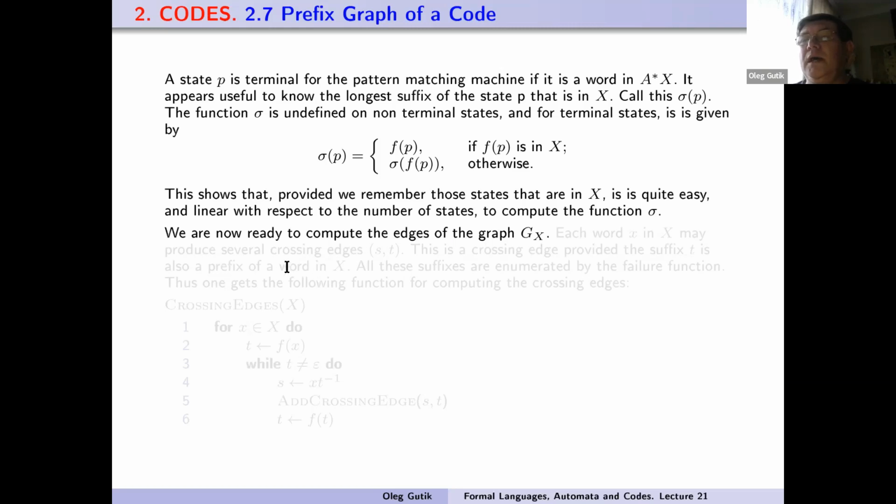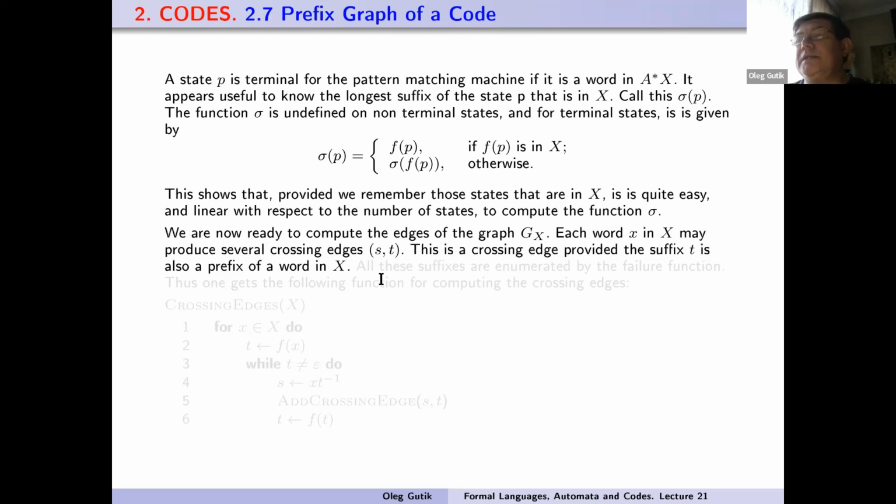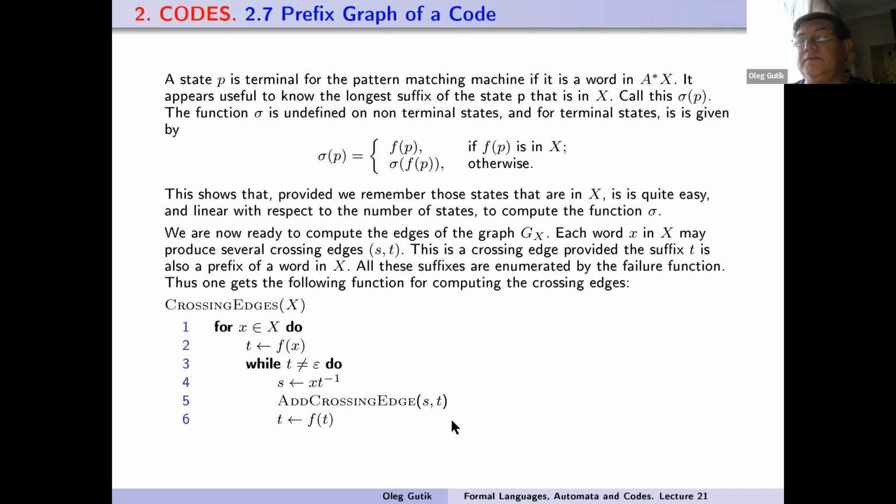We are now ready to compute the edges of the graph G(X). Each word x in the set X may produce several crossing edges at t. This is a crossing edge provided a suffix t is also a prefix of a word in X. All these suffixes are enumerated by the failure function. Thus, one gets the following function for computing the crossing edges, given by the following algorithm.